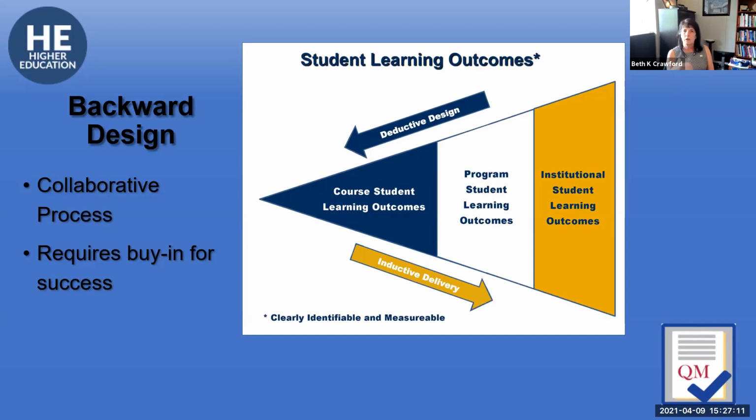The program student learning outcomes. What are the things you say in your program catalog, in your program description, that your learners are going to be able to do by the time that they finish the program? And then looking at that, taking that design back to alignment with the course learning outcomes. So we do a deductive design and then an inductive delivery. We work on clear, identifying, measurable outcomes.